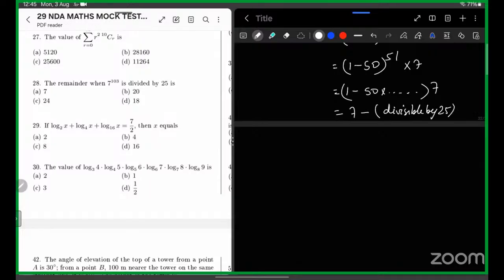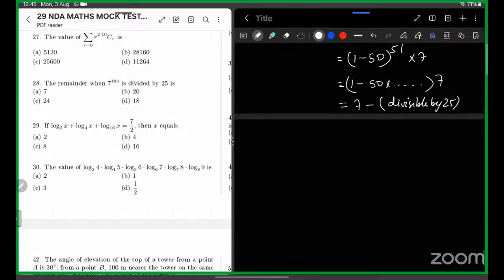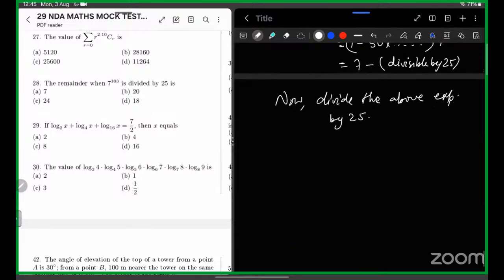Divisible by 25. Okay? Now, divide the above expression by 25. तो क्या मिलेगा अगर मैंने इसको 25 से डिवाइड किया तो 7.